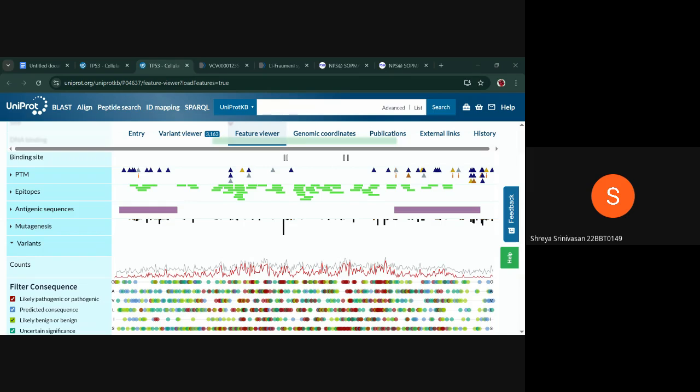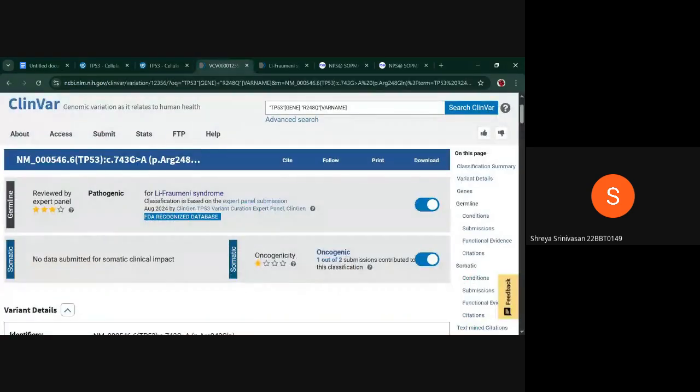So yeah, guys, this is exactly what we did today. Can anyone tell me what we use the ClinVar database for? What is the purpose of using the ClinVar database? What does it show? Can anyone tell me? Anyone, guys?